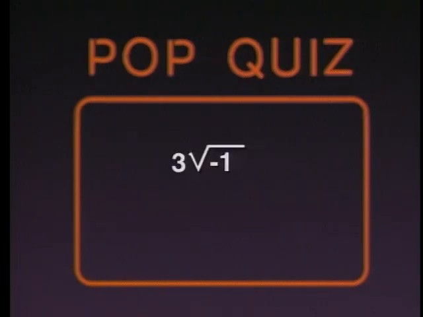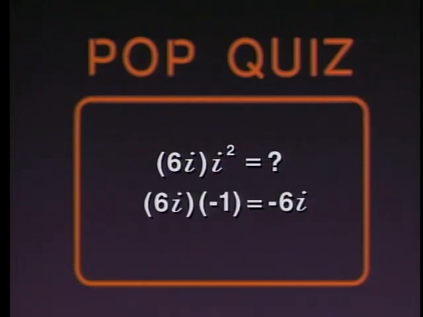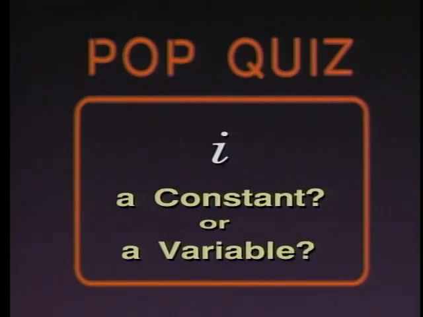What is another way of writing this number? 3 times the square root of -1. 3i. What is the product of 6i times i squared? -6i. Is i a constant or a variable? A constant. Now, let's get back to complex conjugates.